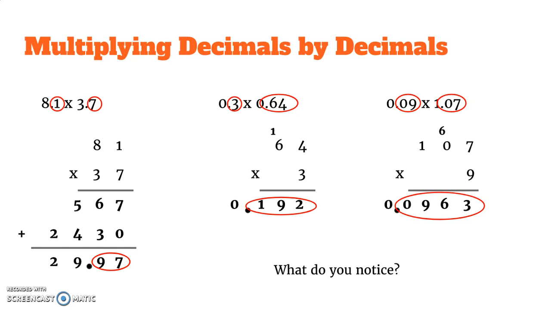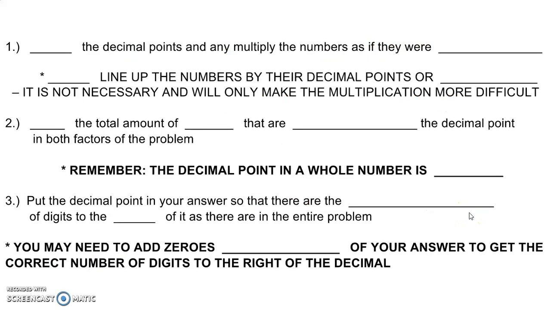What does this mean? This means quite simply that all you have to do to figure out where your decimal point goes is count the number of digits that are behind a decimal point in both factors and make sure that your decimal point goes in your product so that it has the same number of digits. So let's take a look at our notes. We're going to fill these in. To multiply decimals, the first thing we're going to do is ignore the decimal points. We don't have to line up the numbers by their decimal points when we multiply. And we're going to multiply the numbers as if they were whole numbers.